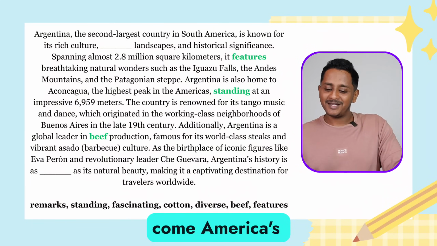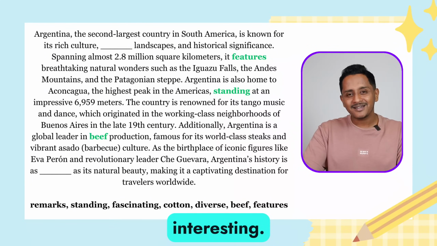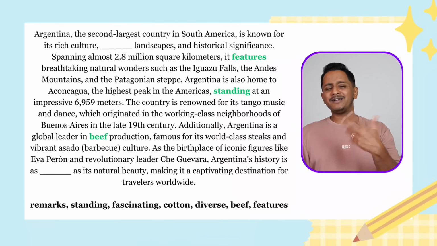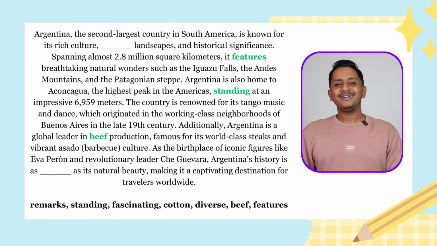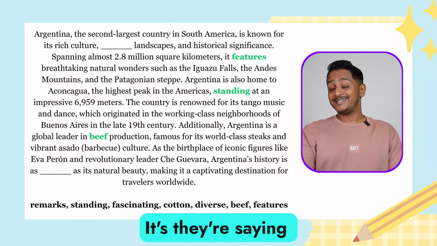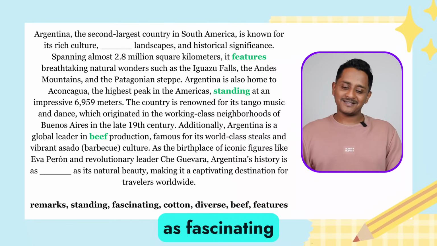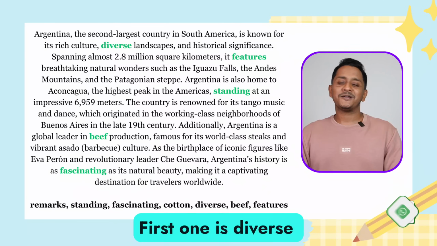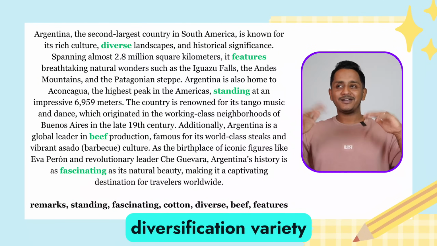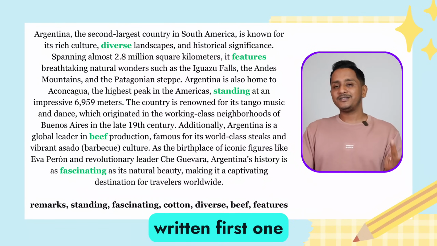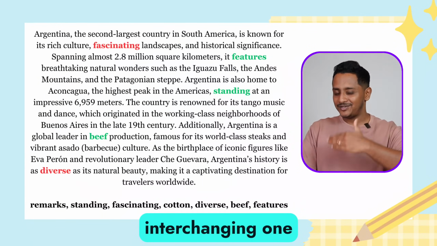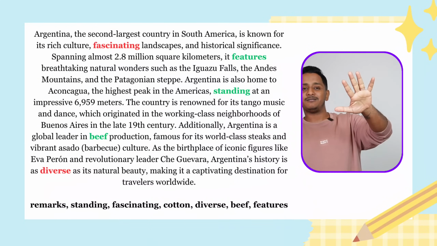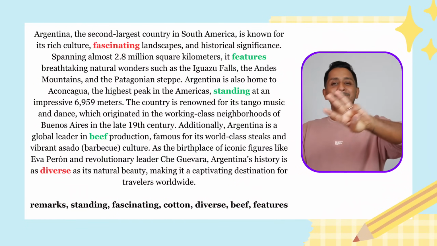The last one, if you come to Argentina's history. History can be very interesting. History cannot be diverse, I mean, the landscape can be diverse. Diverse is variety. History is interesting. They're saying Argentina's history is as fascinating as its natural beauty. So fascinating will be for the fifth one. First one is diverse, diversification, variety. So if you've written the first one as fascinating, interchanging 1 and 5, you have the capacity to get 5 out of 5, but you're satisfied with 3 out of 5.